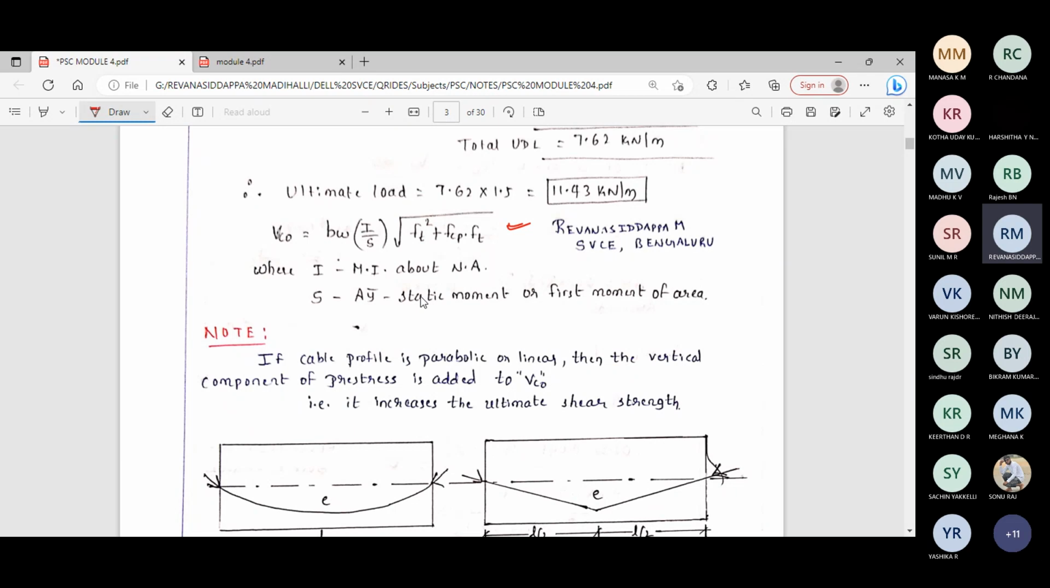This is for the I section. This is the simplified formula, and you have to remember it. This formula is not there in the code book. This is the simplest way, and using this formula you can easily find the value of ultimate shear resistance. We'll be utilizing this formula in the next calculations when solving the numerical problems. All of you remember this formula: Bw into I by S root of (ft square plus fcp into ft).